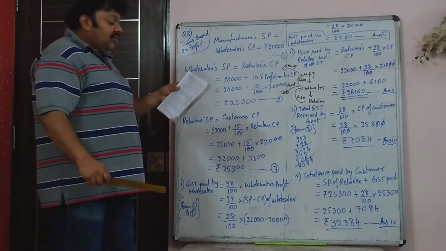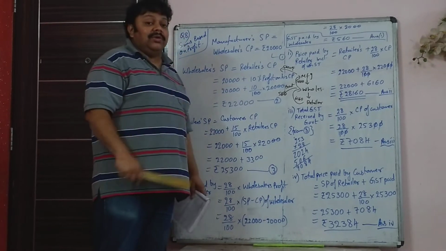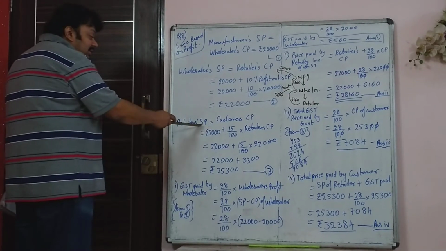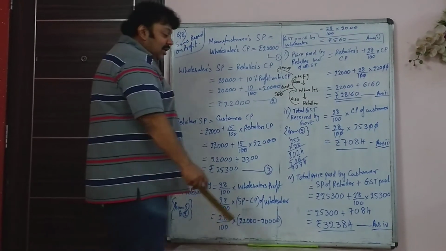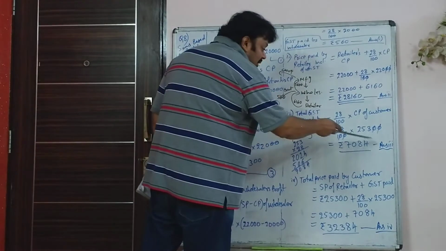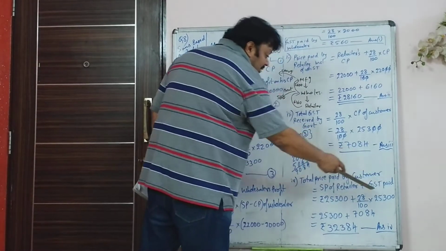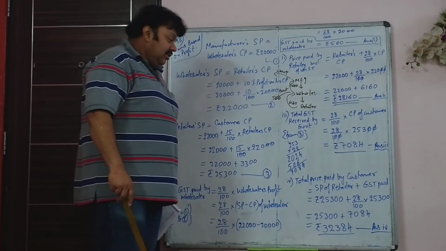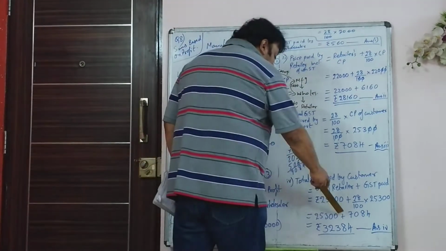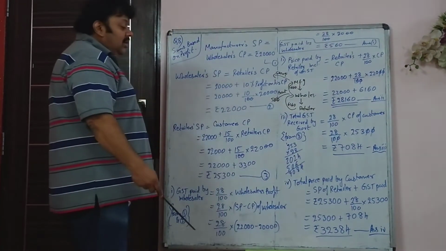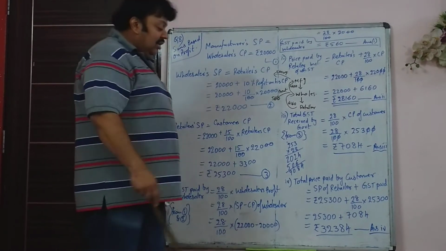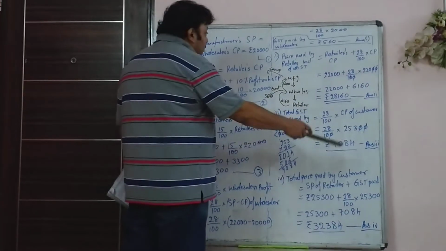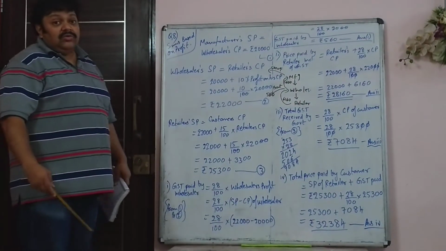So the last question, fourth part, asks this: what is the final price paid by the customer? The final price paid by the customer will be the retailer's SP, 25,300, plus what you calculated, the customer's GST, that is 28% of 25,300. So you have to add 25,300 and 7,084. So he pays 32,384. This is the final price paid by the customer.